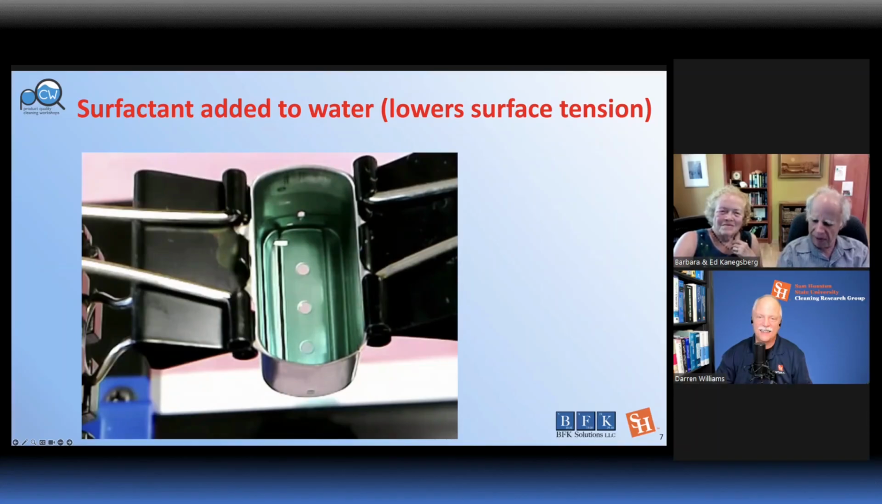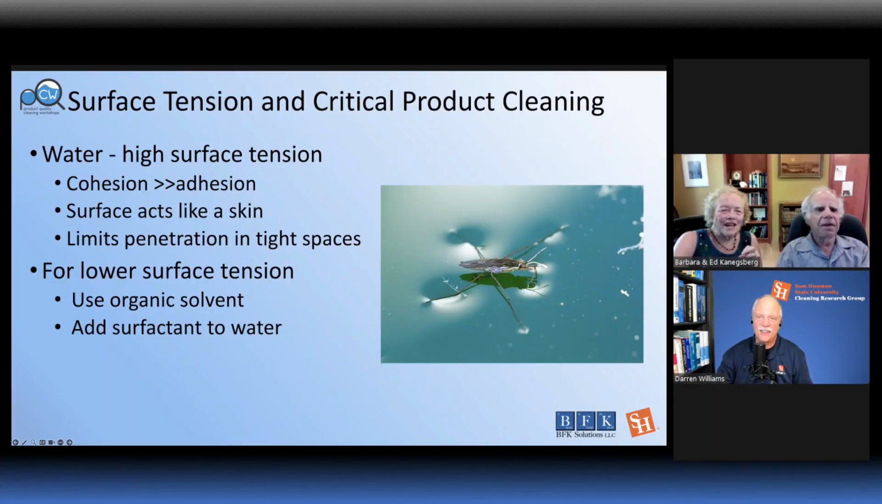So how does this all relate to cleaning product, Edward? Well, because water has a high surface tension and acts like a skin, which limits its penetration in tight spaces, we want to use something other than just pure water to make it clean properly. So to lower the surface tension, we have shown two possibilities. One is to use an organic solvent, and the second is adding a surfactant to water.